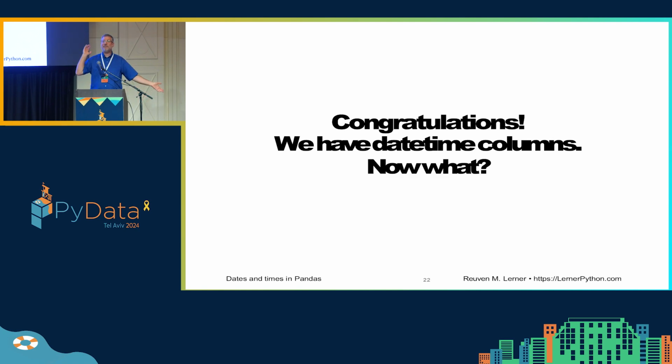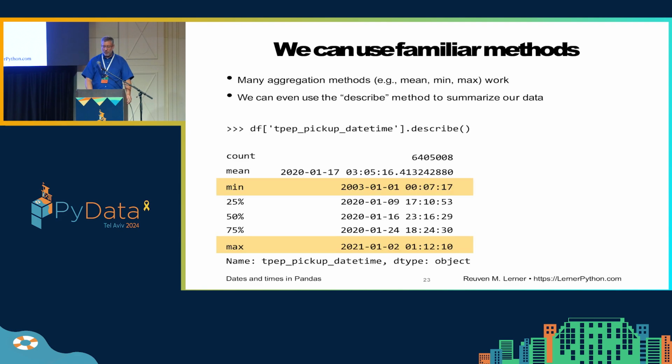Fantastic. Now we have date time columns. We're using less memory. We've theoretically got more functionality. Now what? Well, the good news is that we can now treat these as data just as we would anything else in Pandas. So I can use things like mean and min and max and find that out. We can even use the describe method, which gives us the descriptive statistics of our column or of our data frame.